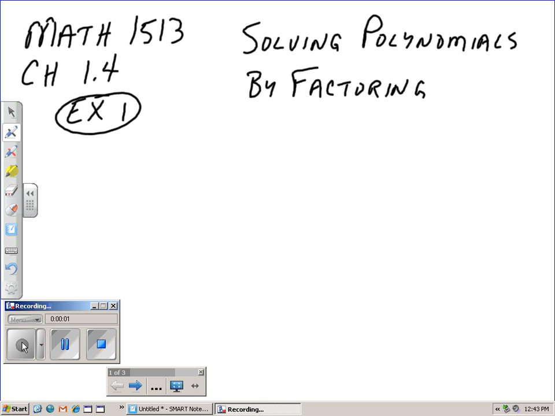This is Northern Oklahoma College, College Algebra, Math 1513, Chapter 1, Section 4. I'm doing an example for your assignment number 1 problem, and we are solving polynomials by factoring.